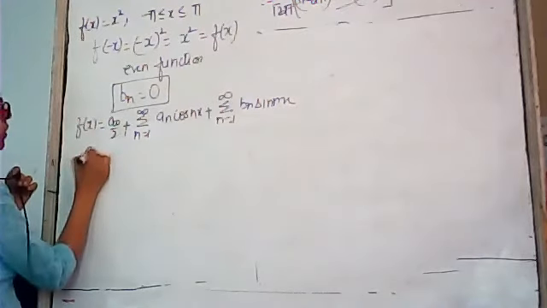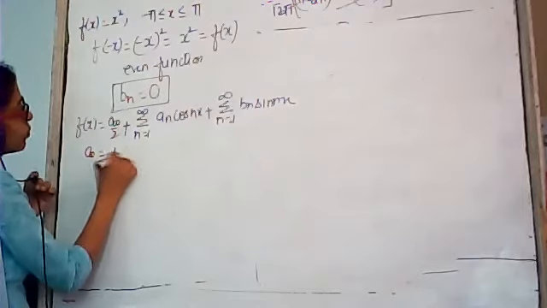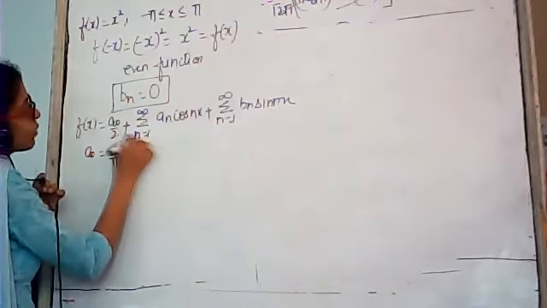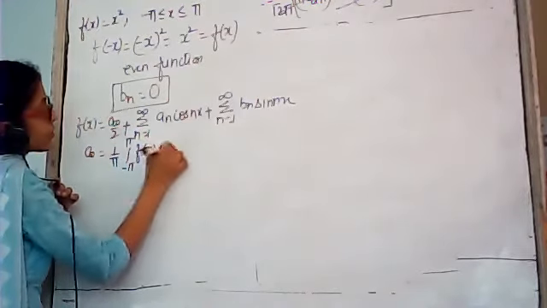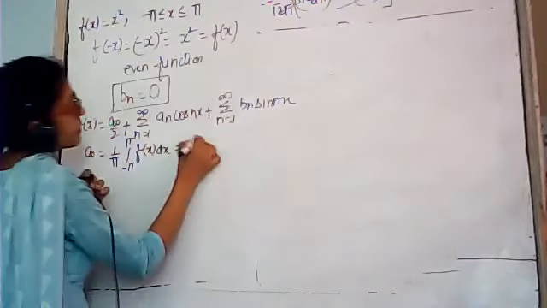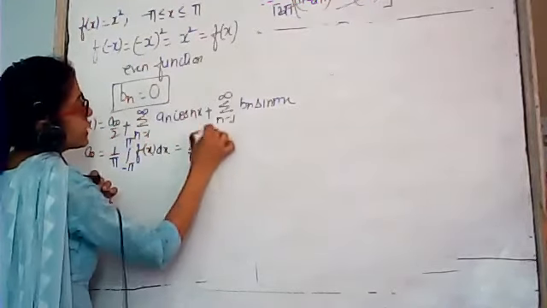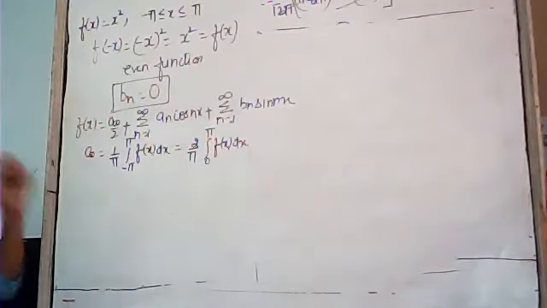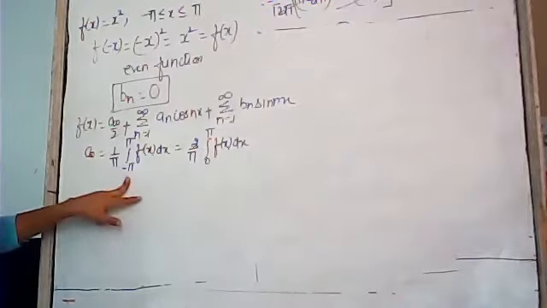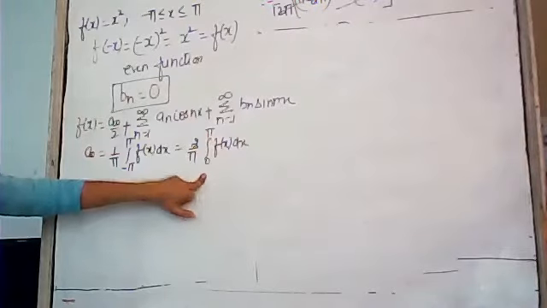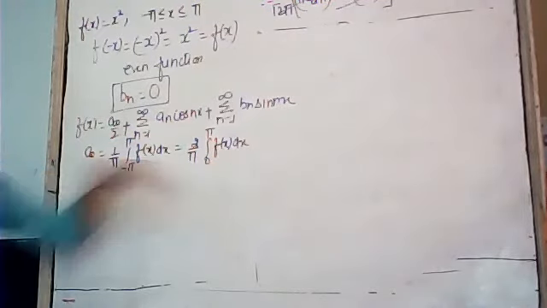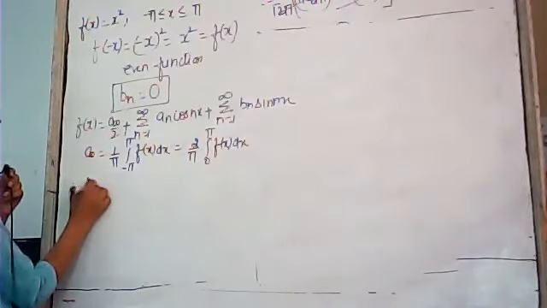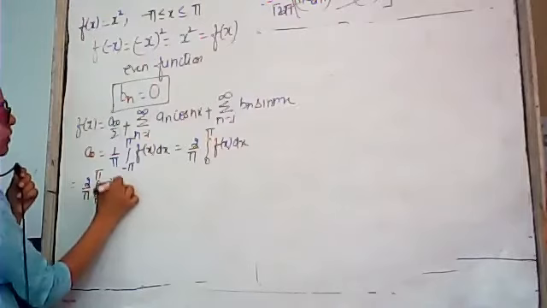So first of all, a naught. A naught is 1 by pi, integral from minus pi to pi of f(x) dx. Since the function is even, this is 2 by pi, integral from 0 to pi of f(x) dx. Remember this result? I told you yesterday, if the function is even, then the value will become 2 upon pi, and the limit will become from 0 to pi f(x) dx. So this is equals to 2 by pi, integral 0 to pi, f(x) is x square dx.